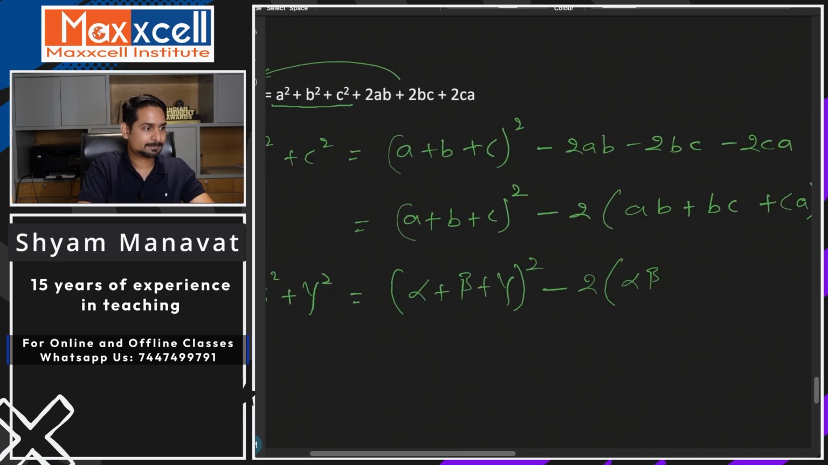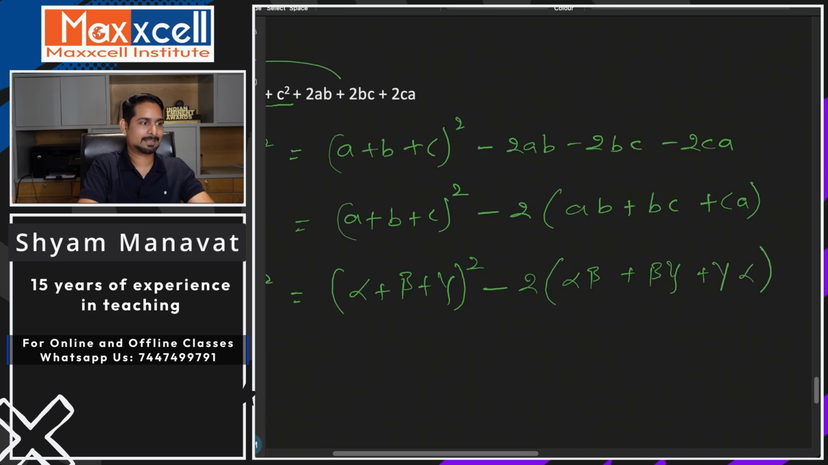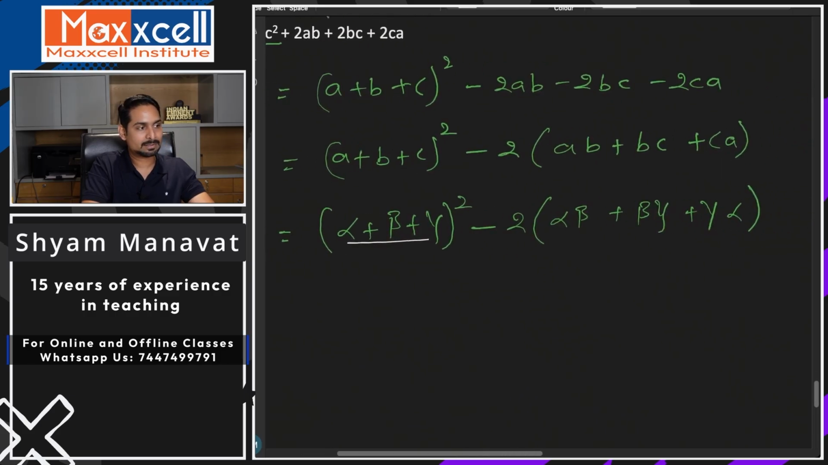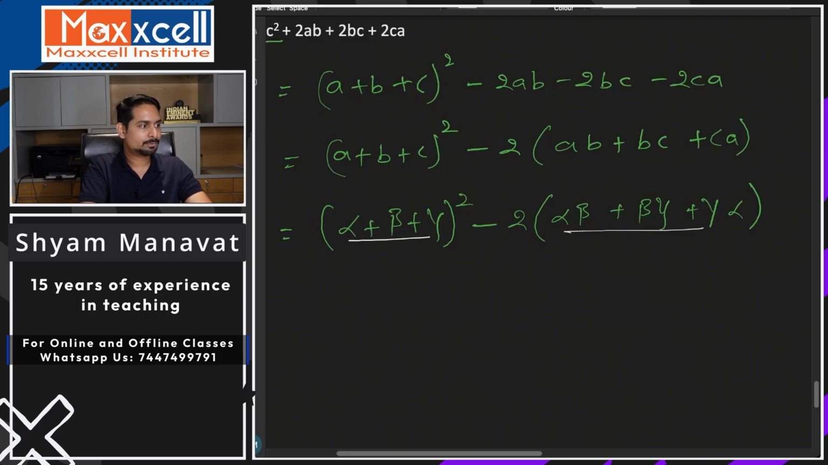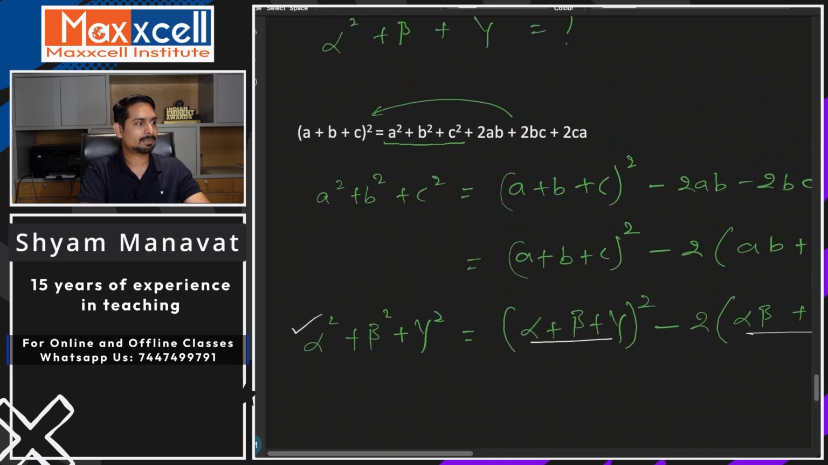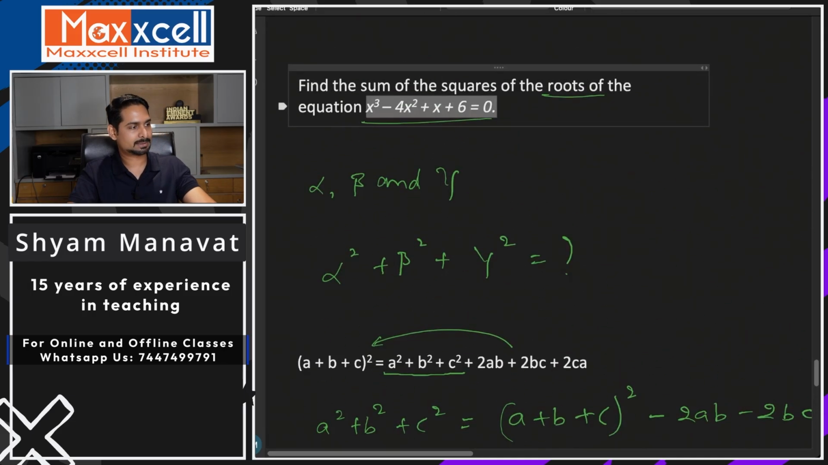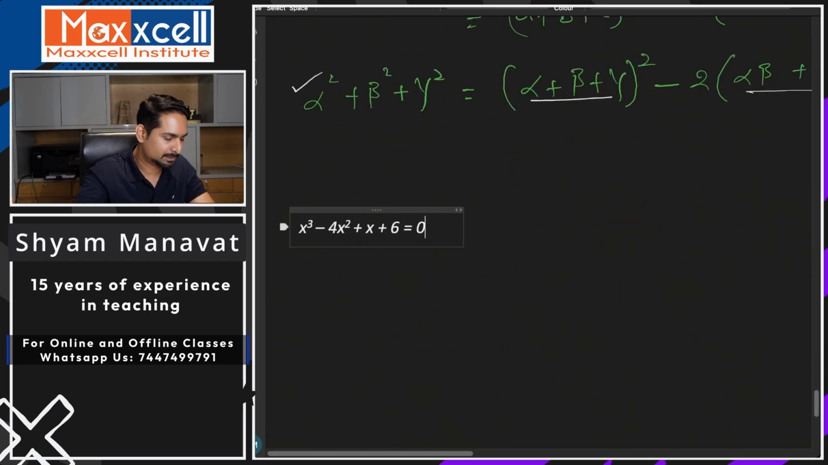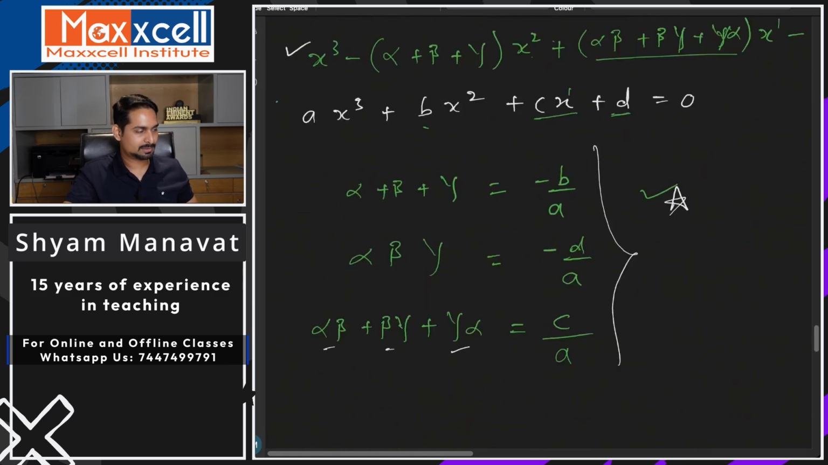So alpha beta, beta gamma, and gamma alpha. Now, if I have the sum of roots and the sum of product of two roots from the given equation, I can substitute and find what the question asked us to find. So shall we go ahead? Let's compare this equation with the general equation, and then I'm going to use this here.